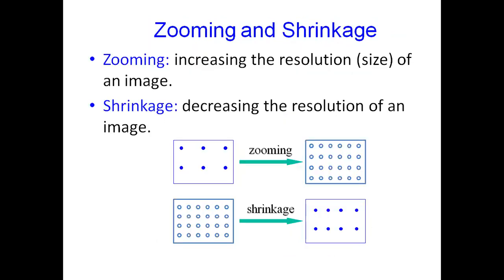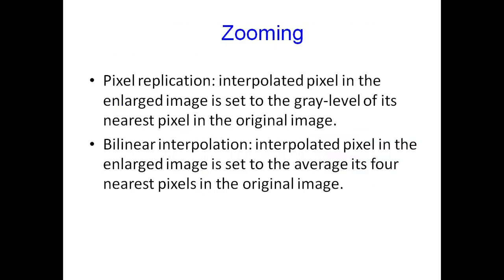Okay. The next thing we have to see is zooming and shrinkage. Zooming explains increasing the resolution size of an image. We know that we use the zoom option, so we are able to increase the size of an image. Similarly, shrinkage is decreasing the resolution of an image. That is what I have shown in the figures. This is the concept of zooming and shrinkage.